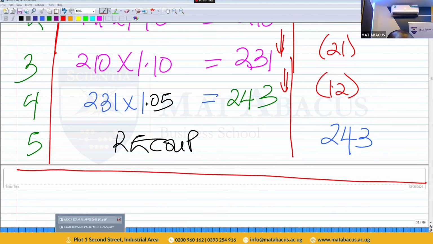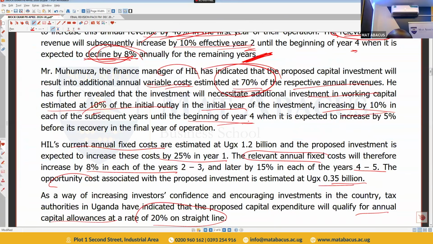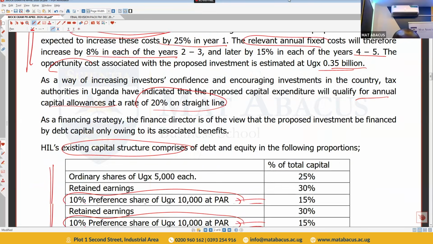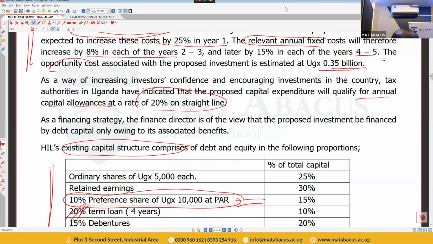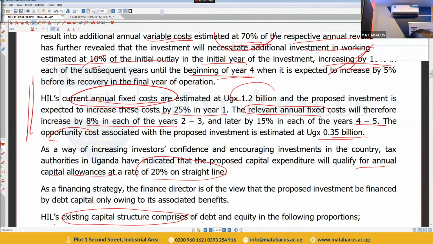Continue to conclude. We're about to conclude. So we are done with working capital. I think we are left with 2 more workings. There is this one. When you hear current annual fixed costs are 1.2, and the proposed investment is expected to increase this by 25% in year 1, we need to set it up.